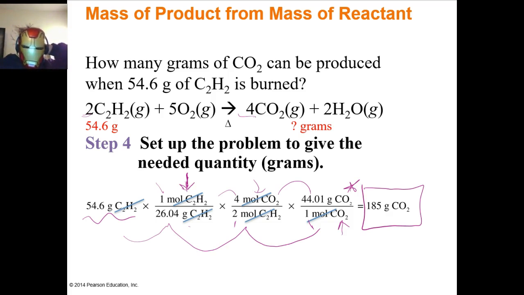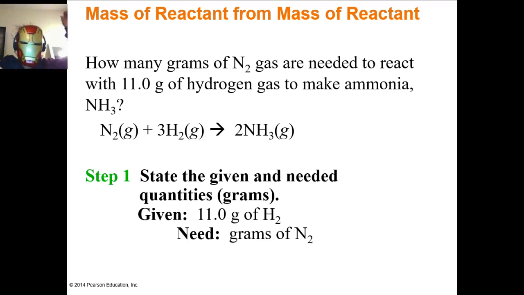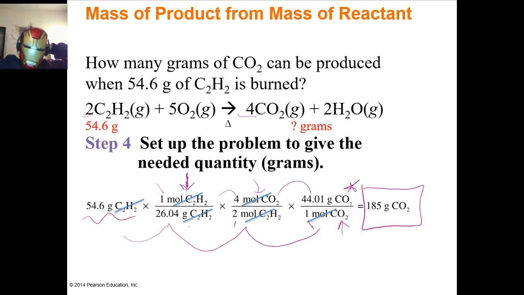You can also do the math by multiplying all the way across the top: 54.6 times 1 times 4 times 44.01 divided by, open parentheses, 26.04 times 2 times 1, close parentheses, equals, you should get the same thing. I prefer to multiply, divide, multiply, divide, multiply, divide, but that's me. Either way is fine. That's the end of this problem.